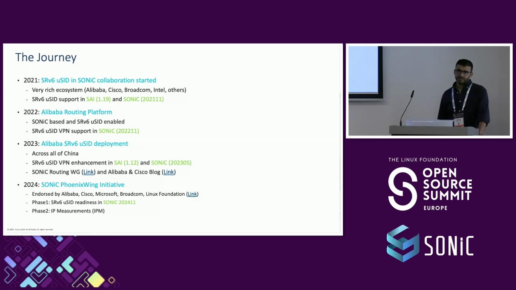And we started the SONiC routing working group. This year, there is a very important initiative as well. It's called the PhoenixWing initiative. It was started by Alibaba and has been endorsed by Cisco and all of the other key players in the industry. This consists of two phases. The first phase is to bring all of the code deployed at Alibaba that is not yet open source into open source, and this is targeted for SONiC 2411. Phase 2 of that project will be the IP measurement.